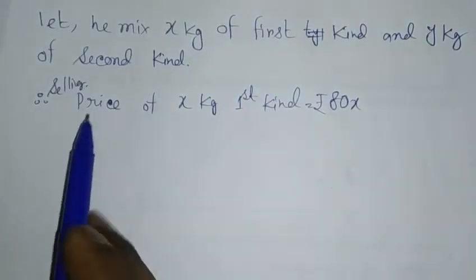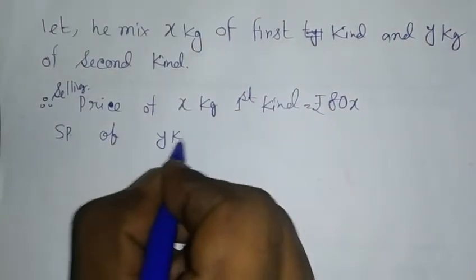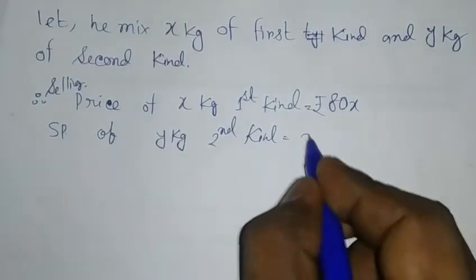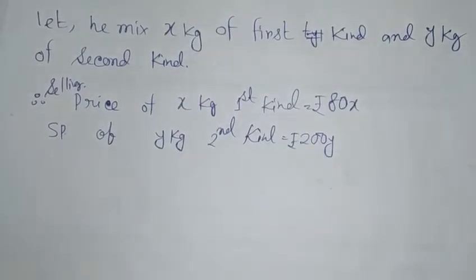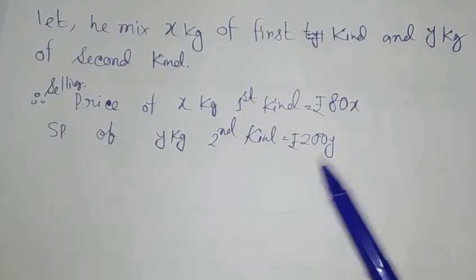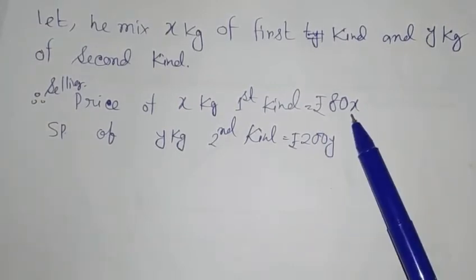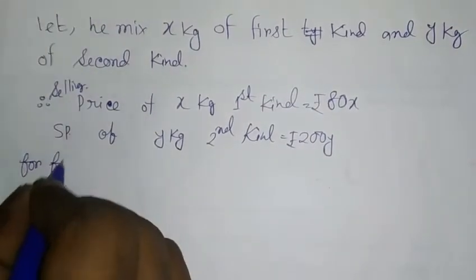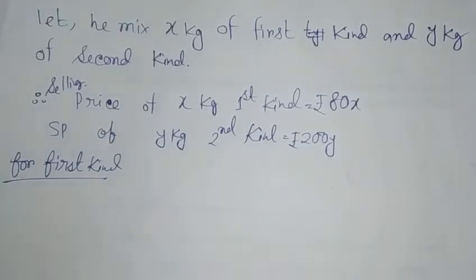Now, if this is the selling price, the selling price of y kg of the second kind is 200 into y, that is 200y rupees. Okay, so we have got the selling price of both the first and second kind. Now we need to find the cost price of these two. Now look, in the first case there is a loss of 20%. For the first kind we need to find the cost price.